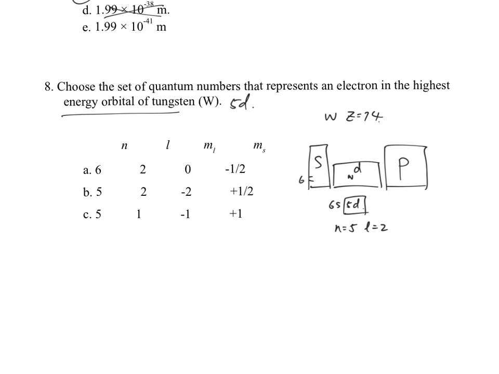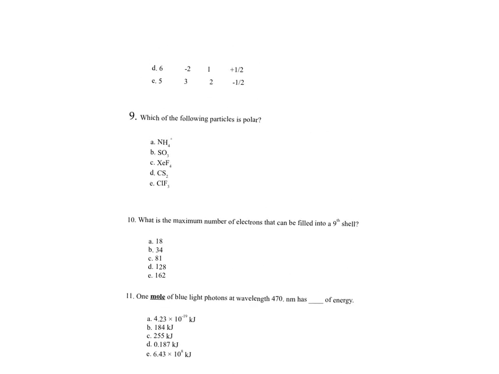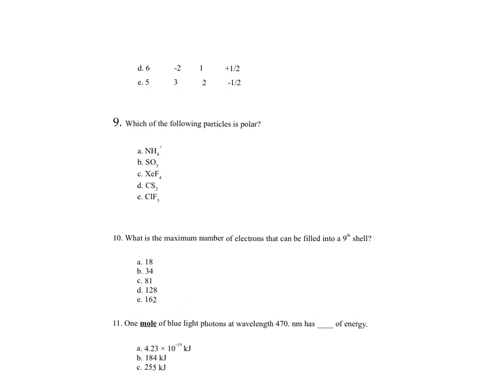So that one's gone, and this one's 5 and 2. Then the rest of them just need to follow the rules. ML is negative L to positive L, and negative 2 is fine with L equal to 2. MS needs to be plus 1/2 or negative 1/2. You have plus 1/2, so you're good. For the other two answers, that's 6, that's not going to work, and that's 3, that's not going to work. So that was our correct answer.